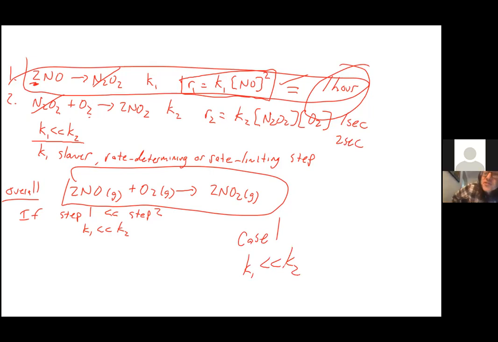Okay, the second possibility is more difficult, and that's where K2 is much less than K1. So let me see if I can find that.